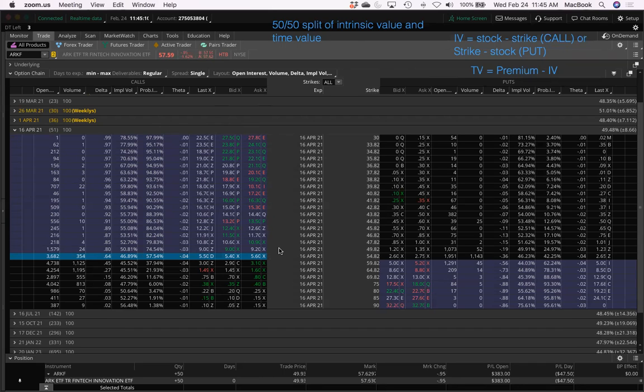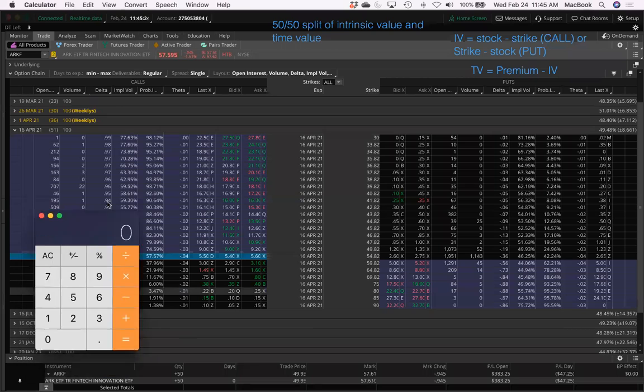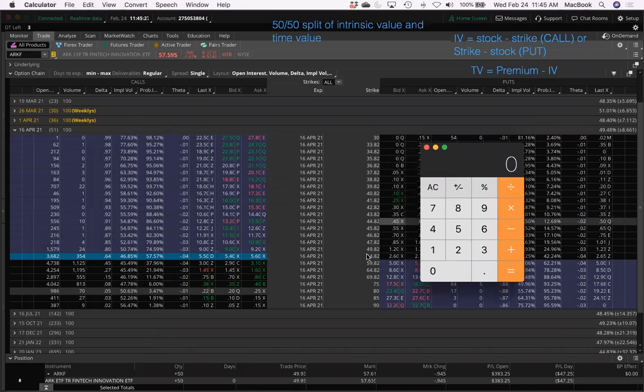So if we see that the stock price here is right now $57.59, let me pull up the calculator, and we're going to start taking a look at what the numbers are. So let's take the stock price, 57.59, and let's go right at the money, minus 54.82. So that equals $2.77. So our intrinsic value on the 54 strike is $2.77.